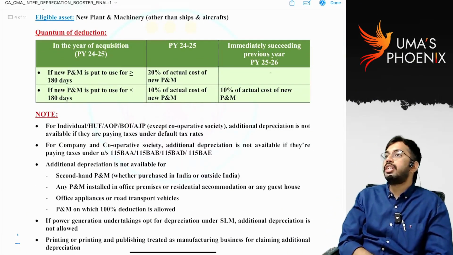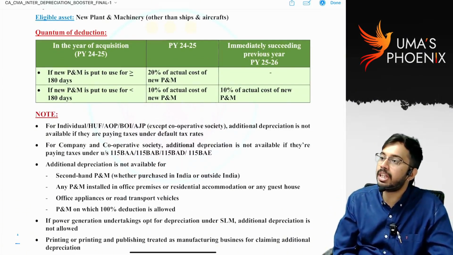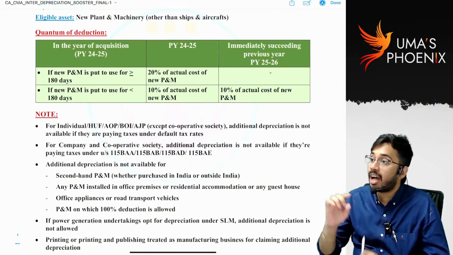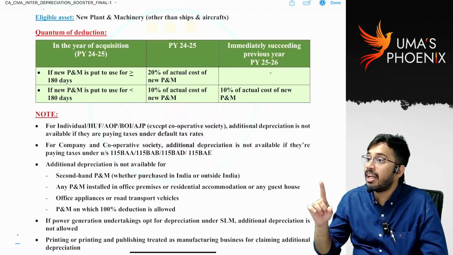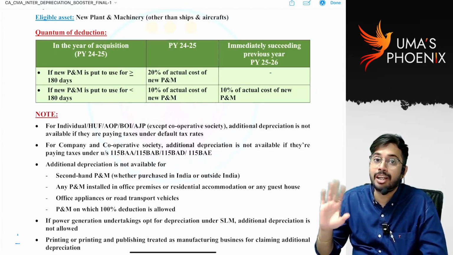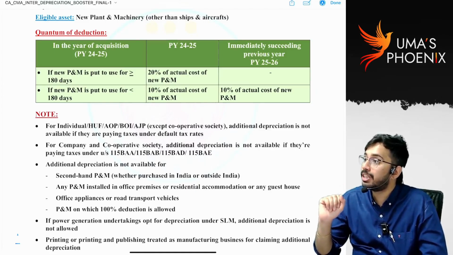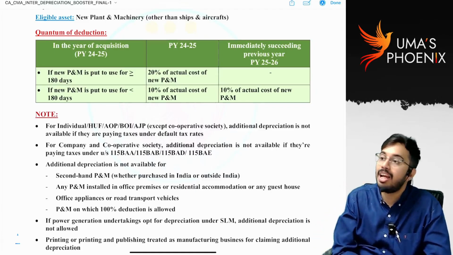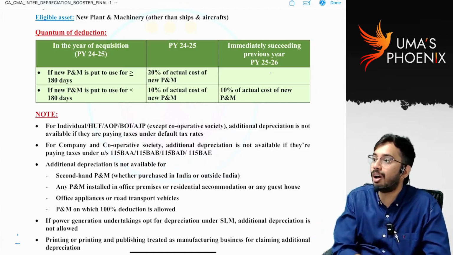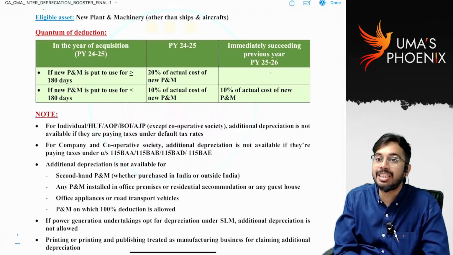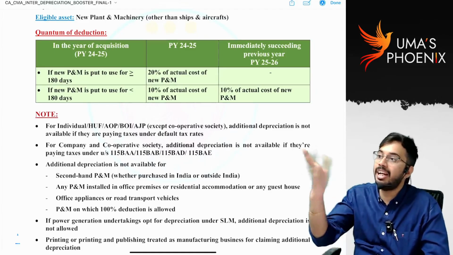Sir, how much additional depreciation is allowed? Additional depreciation is equal to 20% of actual cost. Listen. Current year depreciation is calculated on written down value, but additional depreciation is not calculated on written down value. It is calculated on the actual cost of the asset. Another difference is that current depreciation is calculated for a block, whereas additional depreciation is calculated for each eligible individual asset.